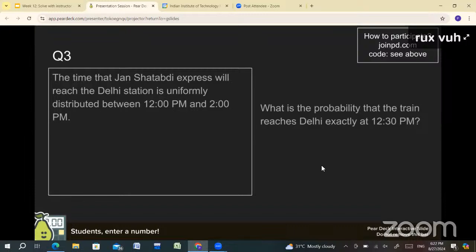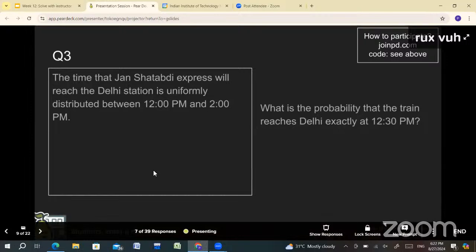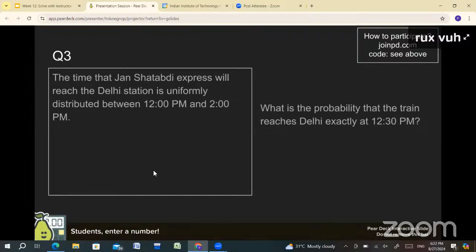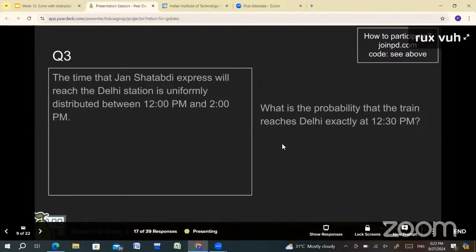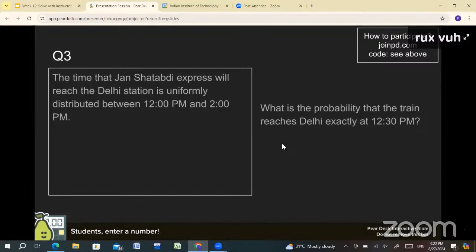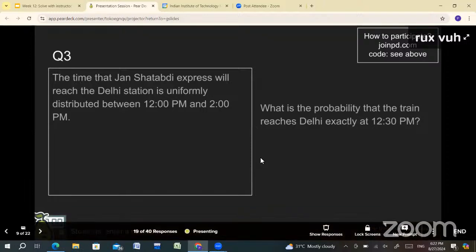Is it equal to 0? Okay, one response is 0. And any other response? Yes, ma'am, the answer should be 0. So how is it 0? We know that it is uniformly distributed here, so it is a continuous distribution. And we know that for a continuous distribution, the probability at a point is 0. Is it clear to all? Yes, ma'am. Why is it 0?